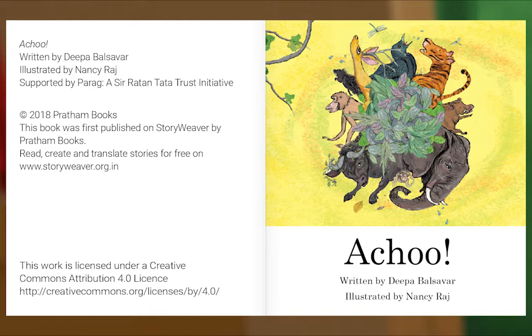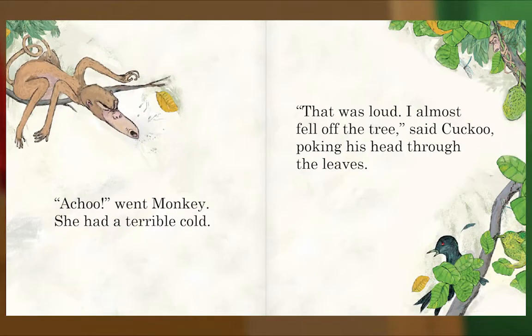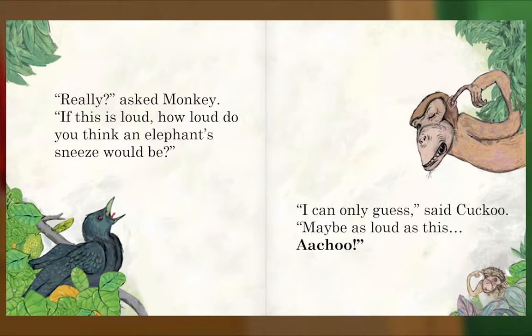Achoo! Written by Deepa Balsavar, illustrated by Nancy Raj. Achoo! Went Monkey. She had a terrible cold. That was loud. I almost fell off the tree, said Cuckoo, poking his head through the leaves. Really? Asked Monkey. If this is loud, how loud do you think an elephant sneeze would be? I can only guess, said Cuckoo. Maybe as loud as this.